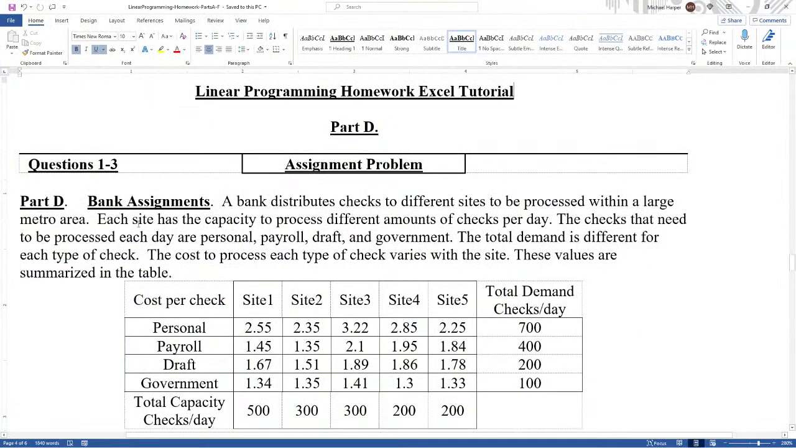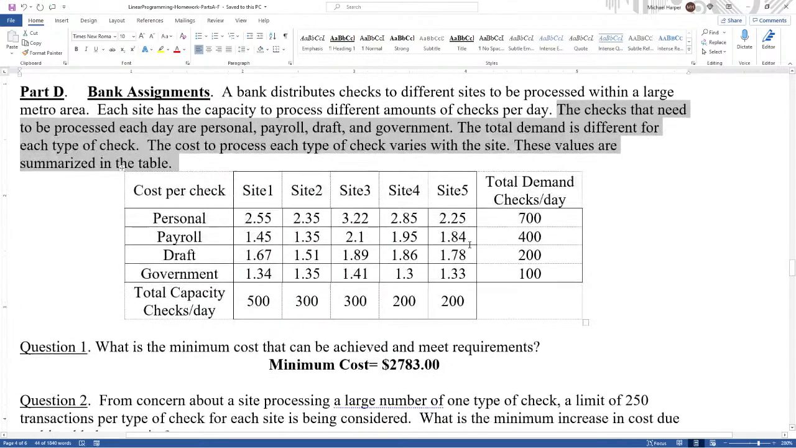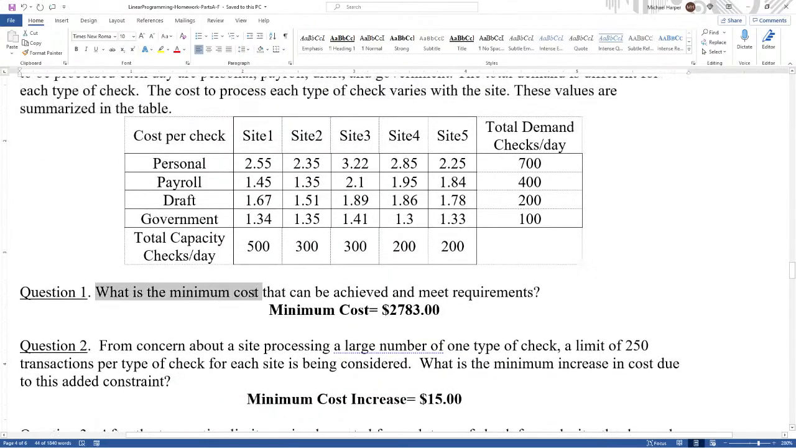Part D is an assignment problem, a bank assignment. A bank distributes checks to different sites to be processed within a large metro area. Each site has the capacity to process different amounts of checks per day. The checks that need to be processed each day are personal, payroll, draft, and government. The total demand is different for each type of check, and the cost to process each type of check varies with the site. These values are summarized in the table. What is the minimum cost that can be achieved and meet the requirements? In other words, satisfy the demand and not exceed the capacity.